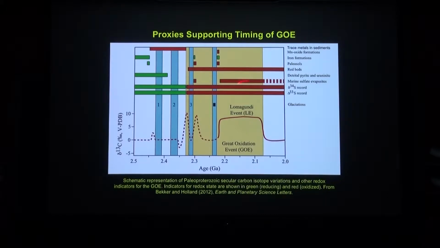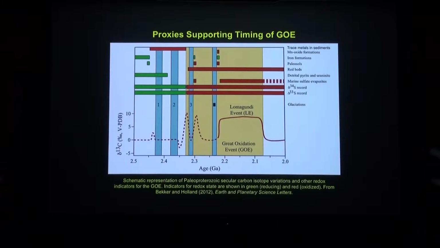This over here, the green, is the presence of detrital uraninite and pyrite. So these are detrital clastic grains of minerals that are easily oxidized in the presence of oxygen. Before 2.45, they exist in the rock record. After, they don't. That tells us there was enough oxygen around, something all the way from 0.1 to 1% O2, that basically scrubs out that record.